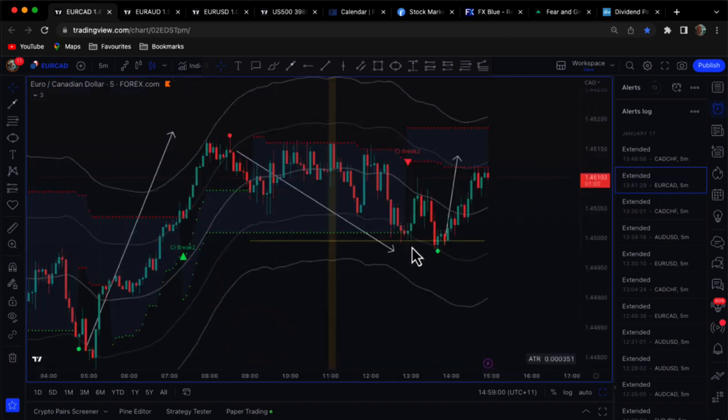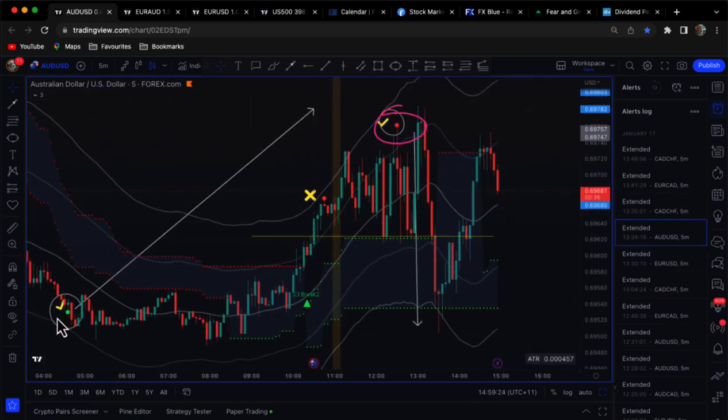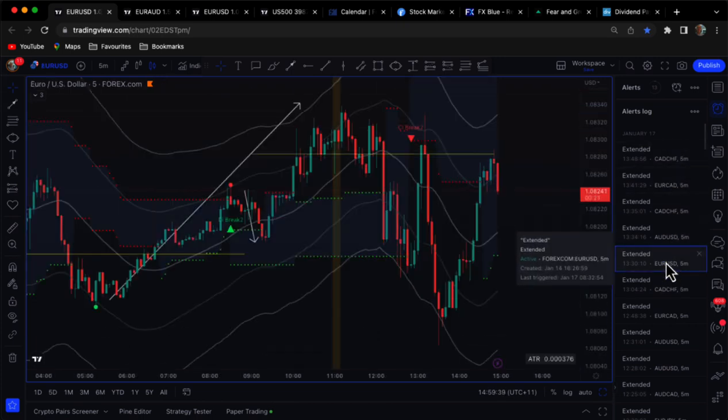So what have we got? We've got 5 signals already, 5 out of 5. I mean, honestly, which one of these would you not want to take? CAD Swissy we've seen, Aussie dollar. Okay, we've got one here that fell over. 6, 7, okay, 7 out of 8. Euro dollar down here. So we're just working from the top down. 9 out of 10. A couple more.